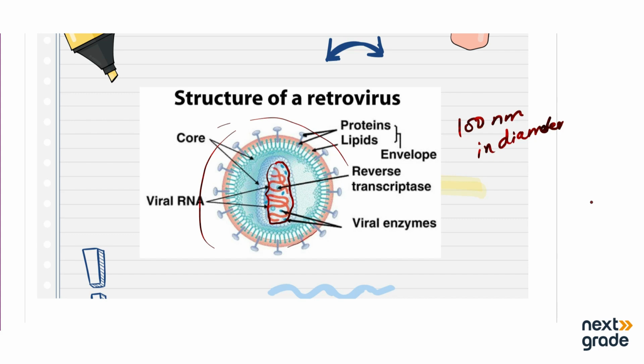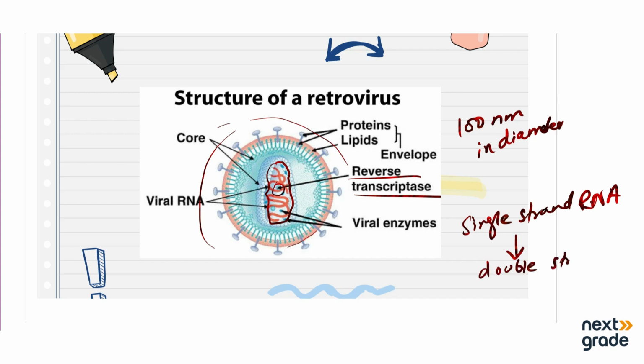This retrovirus has a special enzyme called reverse transcriptase. This reverse transcriptase can convert a single strand RNA into a double stranded viral DNA. The single strand RNA will be converted into a double stranded viral DNA. This is what reverse transcriptase does.